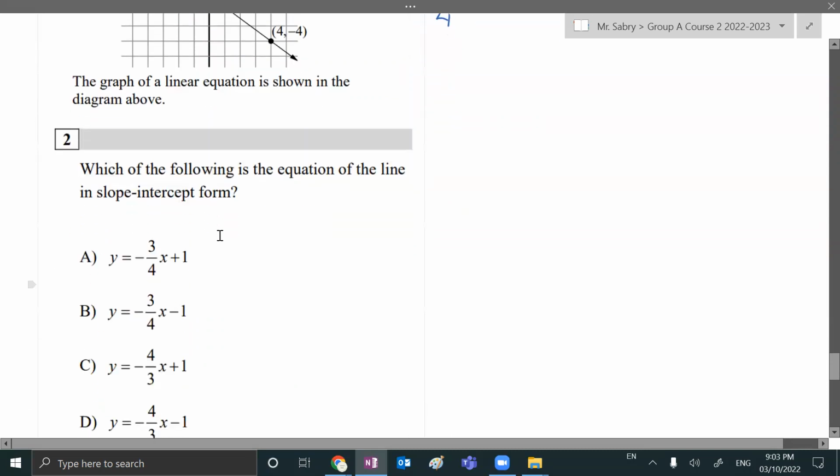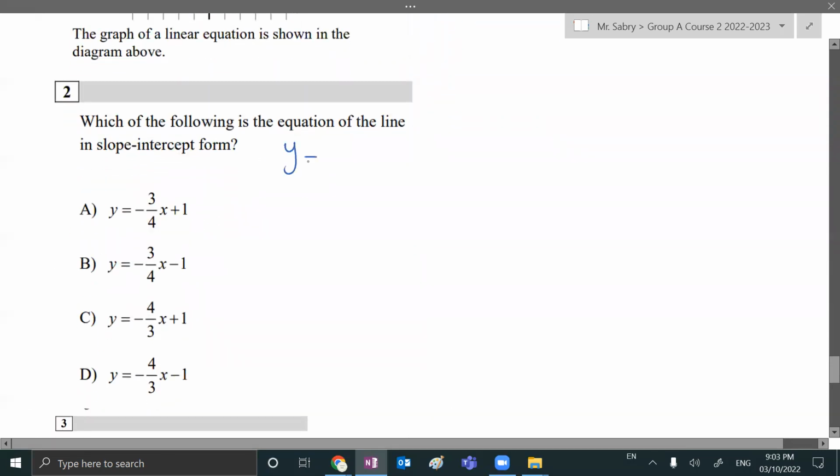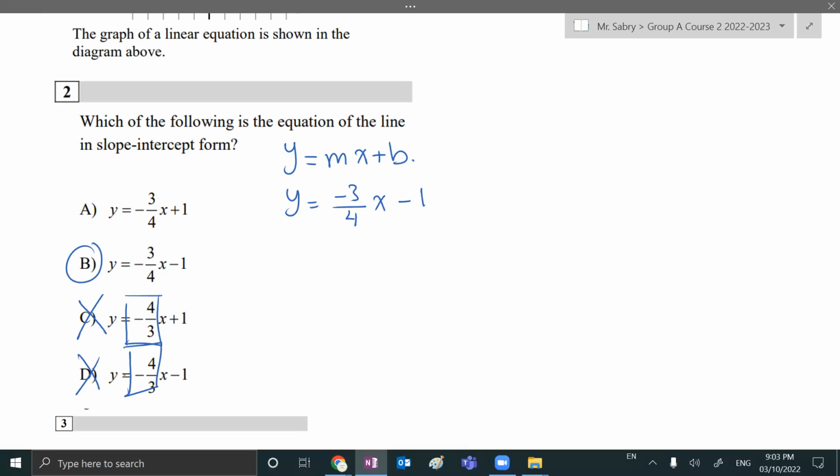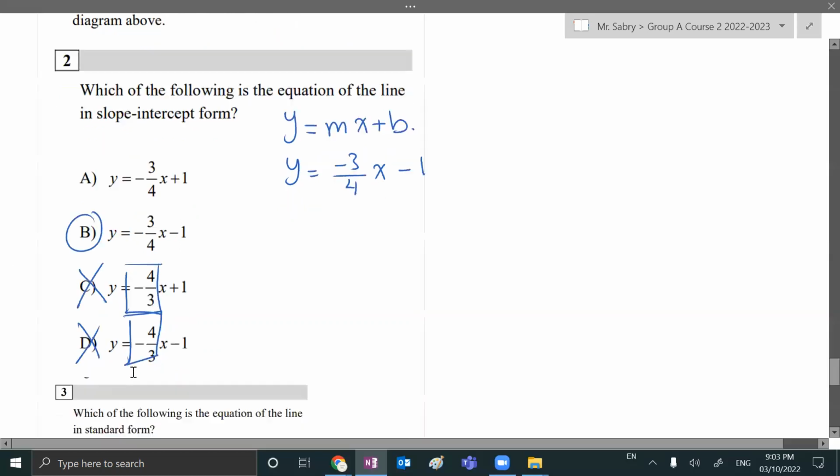When you look at the choices, the slope-intercept form is y equals mx plus b. I have the slope as negative 3 over 4, and I have the y-intercept as negative 1. Looking again at the choices, it's B definitely, C is definitely incorrect, and D is definitely incorrect based on just the slope. Does this make sense to everyone as well? Are we good? Yes. Perfect. Let's move to the third one.